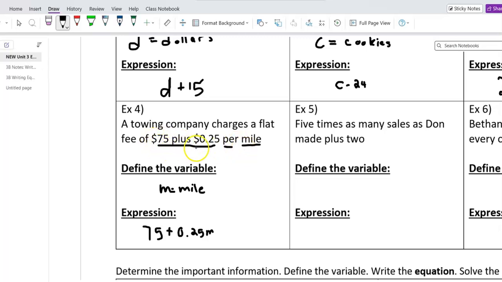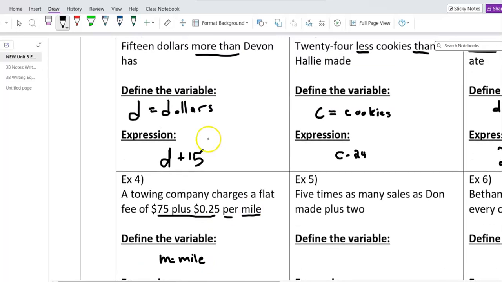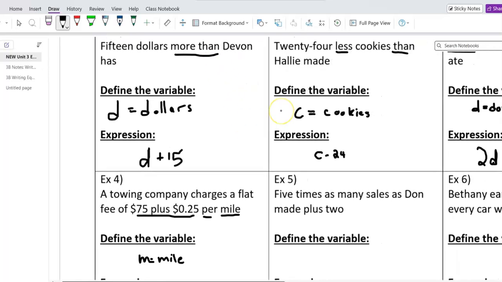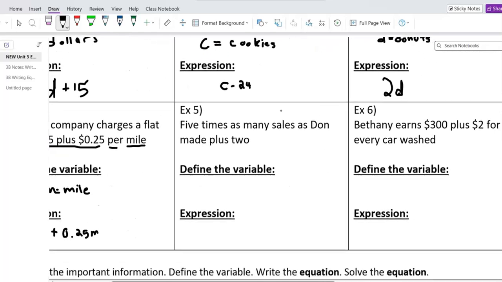And again, we will normally write it just as the problem gives it. So 75 came first, plus 0.25 times M. We would normally write it straight out like that. It is only when you start seeing the word than that you flip it around.